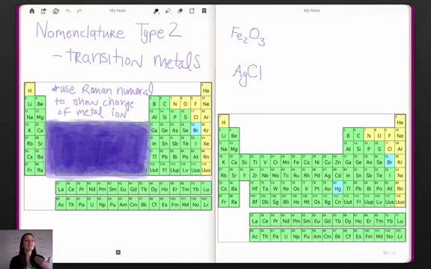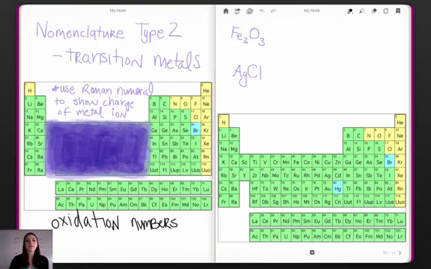Some of them can have multiple charges, and we call these oxidation numbers. You can have multiple oxidation numbers, and that means that they can just be different charges. For example, copper can be copper 1, 1 plus, or copper 2, 2 plus. So it can have different oxidation numbers, different oxidation states. All right, so let's do an example over here.